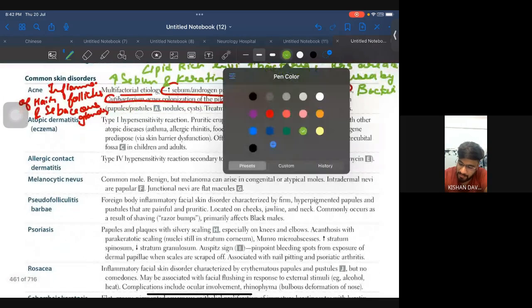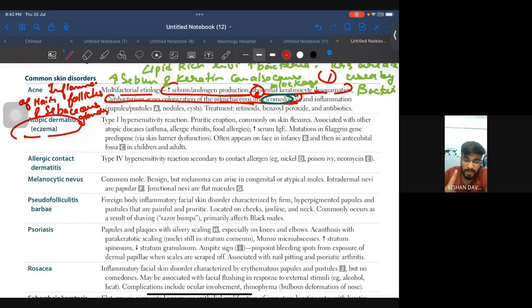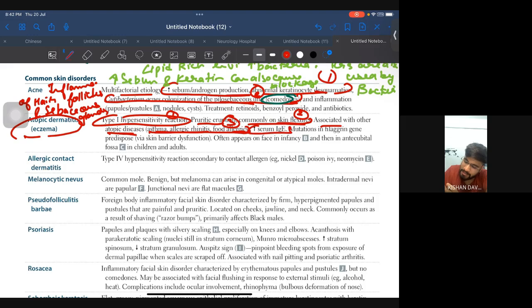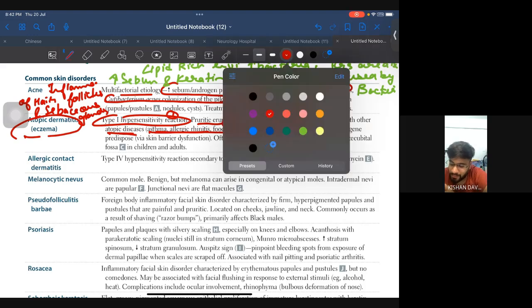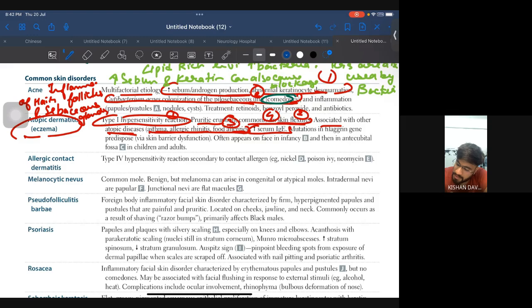Okay, coming to second, atopic dermatitis, eczema. Eczema is very important. It is a type 1 hypersensitivity. This is the first point. Eczematous eruption common on skin flexures. This is the second point. And it is associated with other atopic disease. Atopic disease means asthma, allergic rhinitis, food allergy, etc. This is the third point. And increase in serum IgE, it is the fourth point. Now here, they like to ask one funny question. Mutations in filaggrin gene. Okay. Skin barrier dysfunction. This is the fifth point that you will be remembering. Okay, filaggrin gene is very important. And the function of filaggrin gene is to maintain the skin barrier.